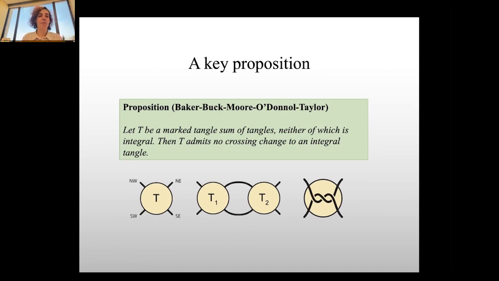And that's that if T is a marked tangle sum of tangles and neither is integral, then T admits no crossing change to an integral tangle. By tangle sum, I mean T1 plus T2 as pictured here. By marked tangle sum, I mean we've fixed the endpoints of the arcs, and by an integral tangle, I mean one in which you can put in any number of horizontal twists but not vertical twisting. So just horizontal twisting, giving you an entangle where n is an integer.